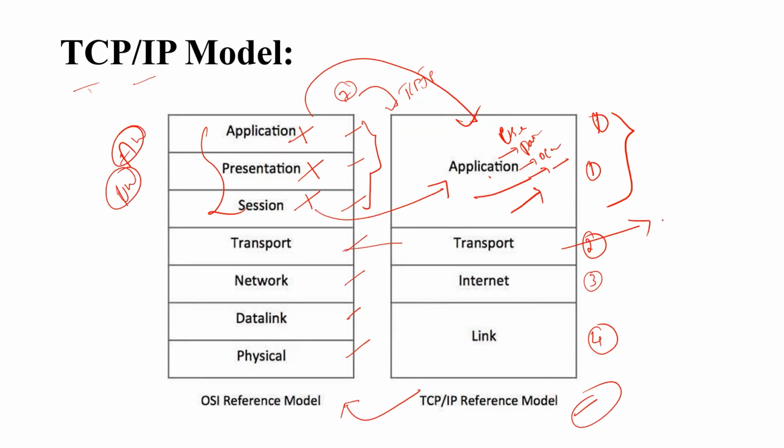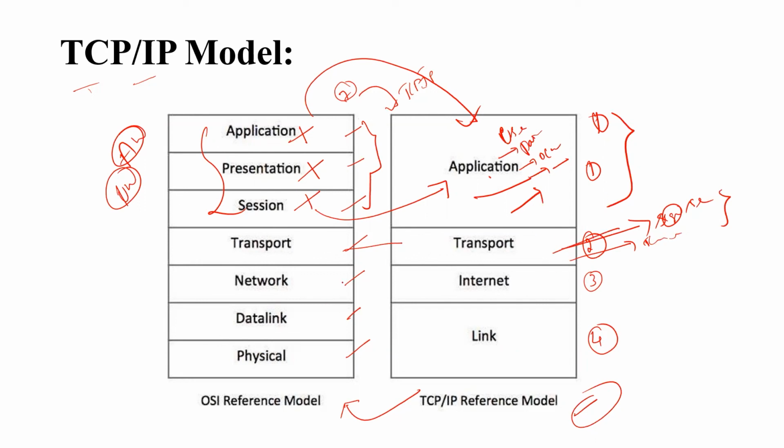It takes care of segmentation, sequencing, assembling, and reassembling at the destination end. Moreover, it adds the TCP or UDP source and destination port numbers. So this is about the transport layer.